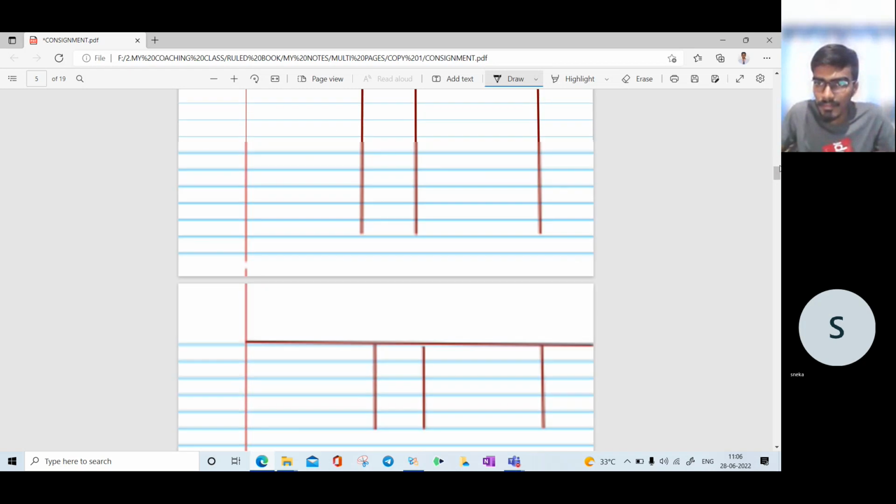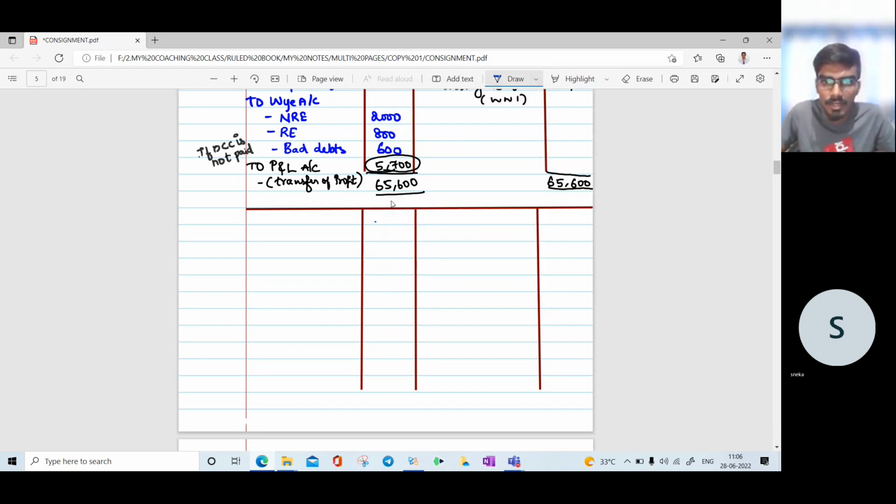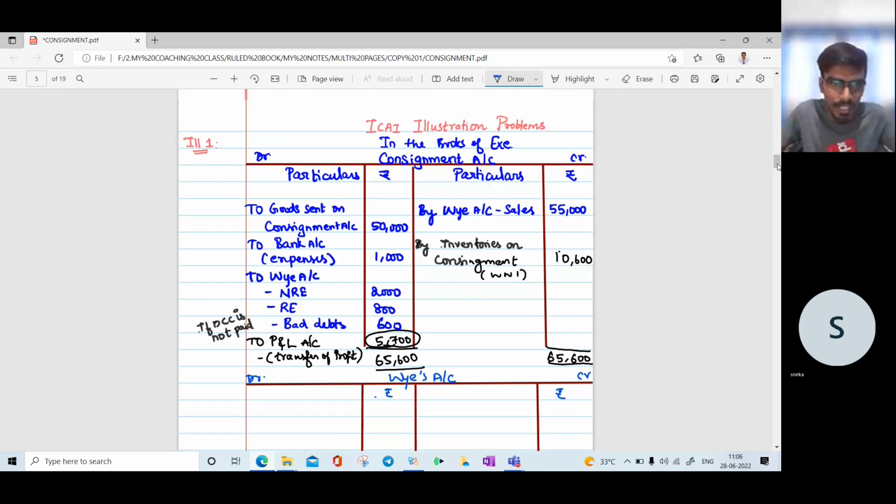Okay. Then the second account we need to prepare is W's account. W's account, rupees, the formalities of particulars, debit, credit, you can easily put down. There is no complication regarding that. Then the dates are also preferable. Based on the given question, you can put the dates also.